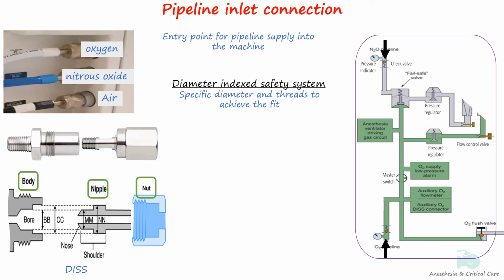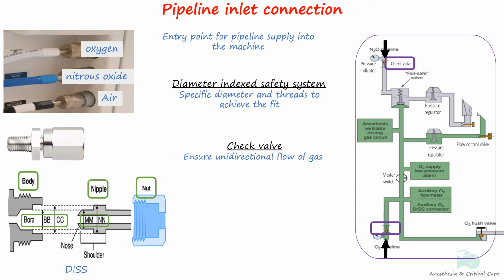Two concentric bores, BB and CC, on the body fit into two shoulders, MM and NN, on the nipple. Only when these parts align can the threads of the nut and body engage securely. The inlet connection is fitted with a check valve like the high-pressure cylinder system to prevent reverse flow of gas from the machine to the pipeline system. The pipeline also has filters of 100 micrometers to filter the gas.